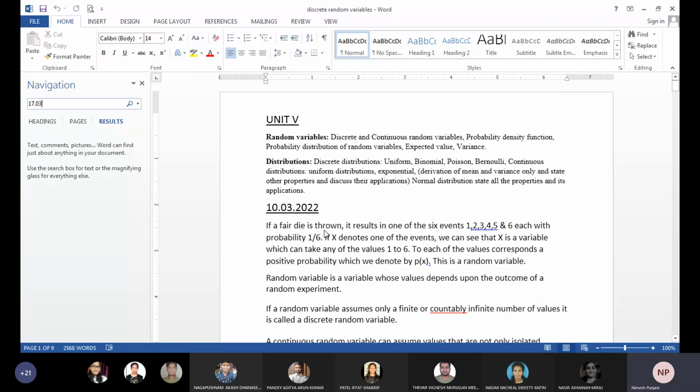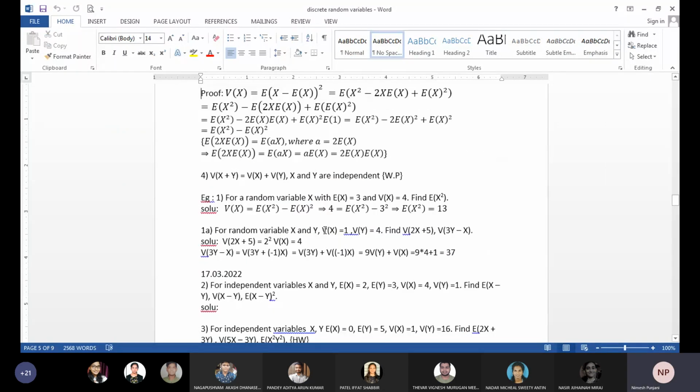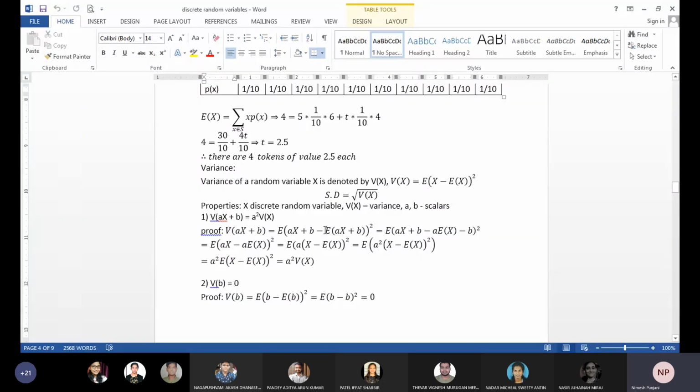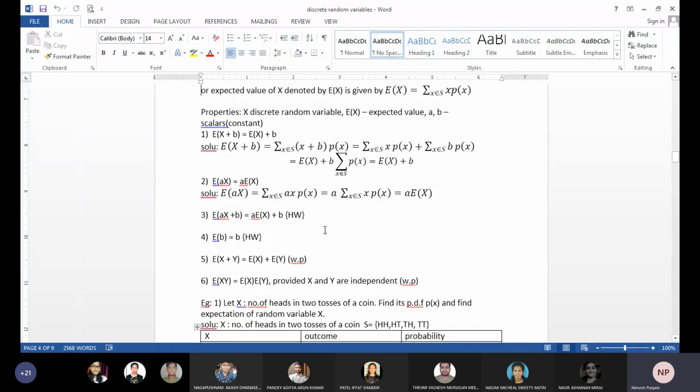So yesterday, the last thing we were discussing was the variance, right? Expected value and the variance is what we were discussing. The expected value formula is the summation of x p(x), where p(x) is nothing but your probability mass function. Then we had discussed the properties related to your expected value.